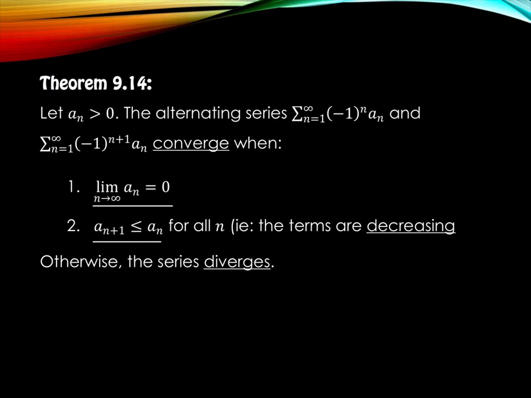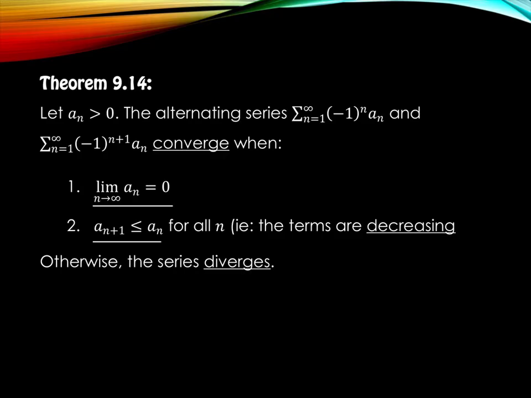And then the second thing is that the subsequent terms get smaller each time. They're decreasing. So a sub n plus 1 is less than or equal to a sub n for all n. And if either one of these issues are not happening with this alternating series, or the limit doesn't equal 0, or the sequence is not decreasing, then this is going to diverge.